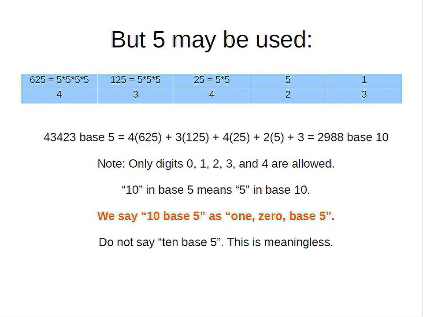You could use 5. You could use any number you like, but here's just an example of 5. The number 43423 base 5 turns out to be equal to 2988 base 10. The way we know this is we split up the digits into their bins, just like you did with base 10, but now the headers are different: 1, 5, 5 squared, 5 cubed, and 5 to the 4th. Add all that together, and it tells you the actual number in the number system we know and love, which is 2,988, but it's represented as 43423 base 5.